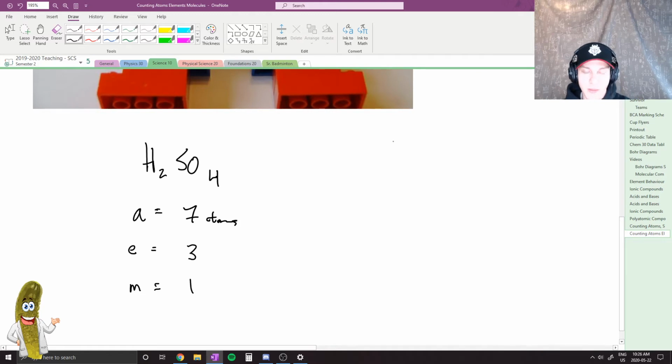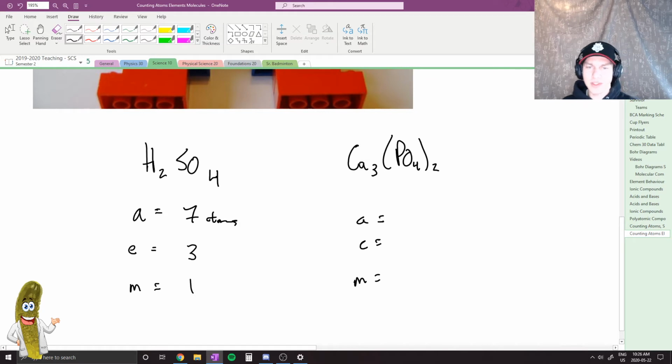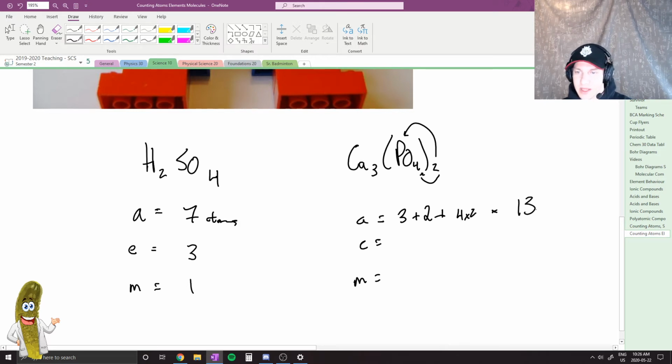Where that can get a little bit more confusing is if we have something like this, Ca3(PO4)2. Count the atoms, elements, and molecules of that. In terms of the number of atoms, this is where this gets really confusing. I would start by saying, well, we have 3 Cas. Awesome. How many POs do I have? Well, I have 2 phosphoruses, and I have 4 times 2 oxygens, so 8 oxygens. So 8 plus 2 is 10 plus 3 is 13.